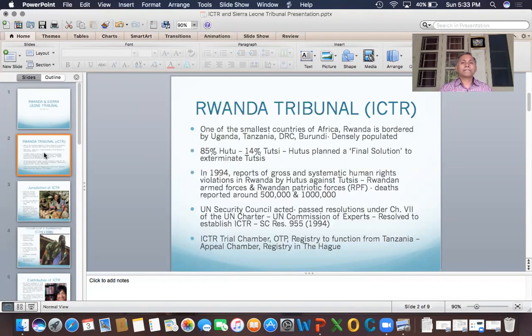Similarly, in Africa, there is one of the smallest countries, which is Rwanda. Rwanda is bordered by Uganda, Tanzania, the Democratic Republic of Congo, and Burundi. It is a small African country which is densely populated. In this country, there are two main ethnic tribes: first the Hutus, and second the Tutsis. These two tribes do not have good terms, and in the 1990s, the Hutus, who are in the majority, planned a final solution to exterminate the Tutsis.